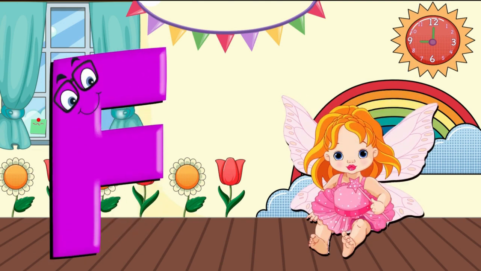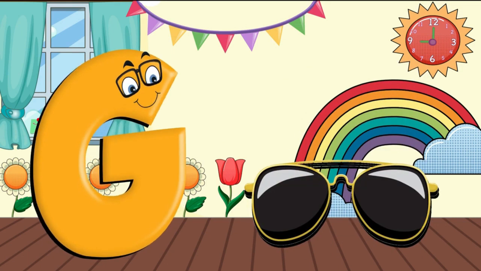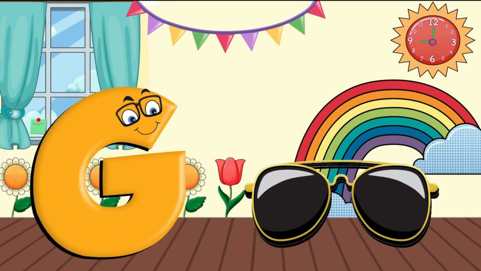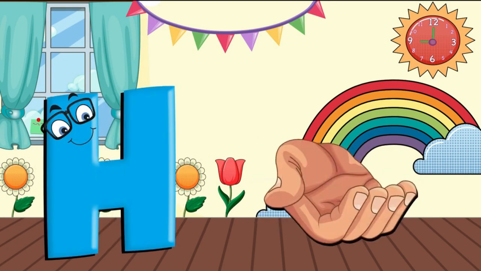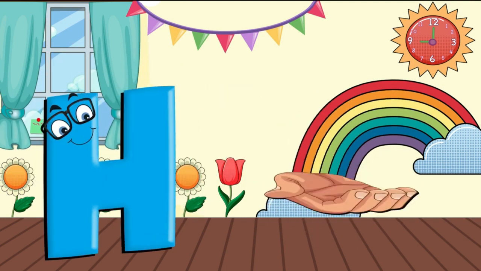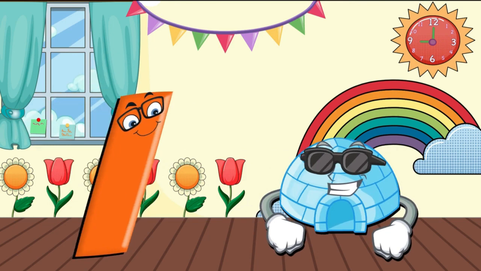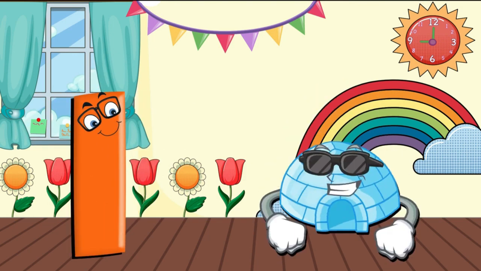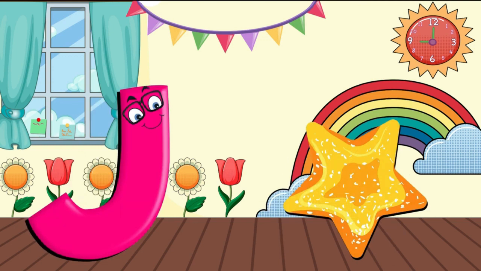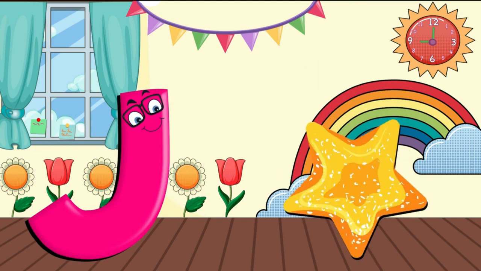F is for fairy. F, fairy. G is for glasses. G, glasses. H is for hand. H, hand. I is for igloo. I, igloo. J is for jelly. J, jelly.